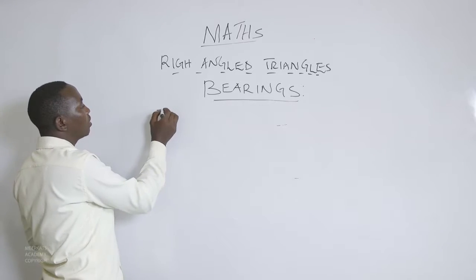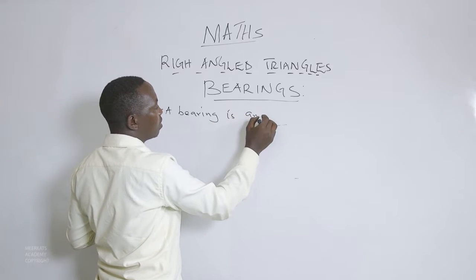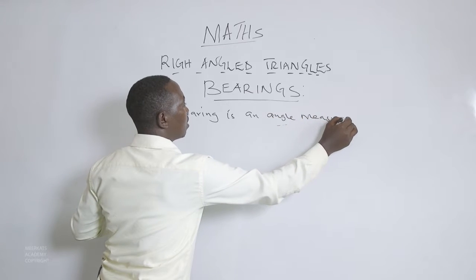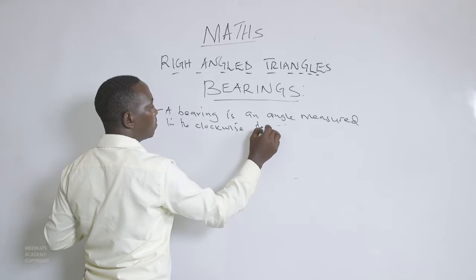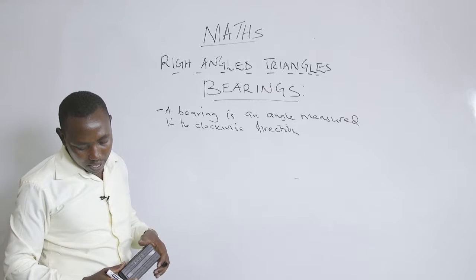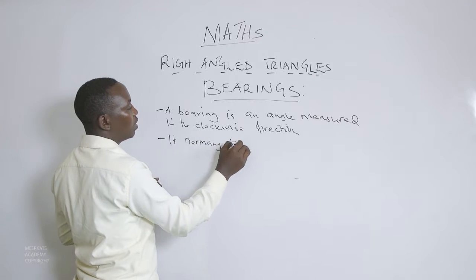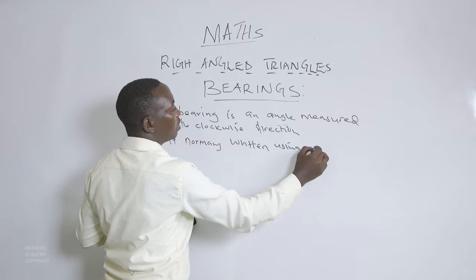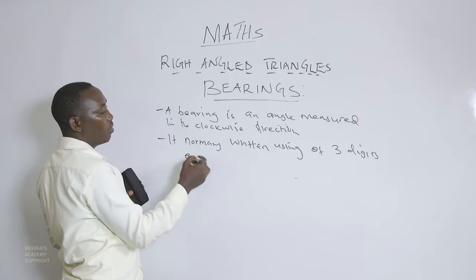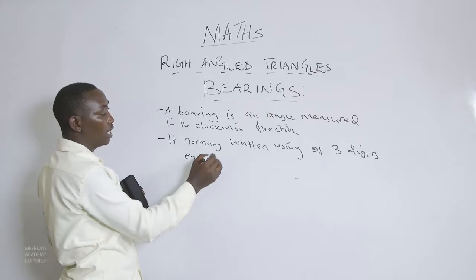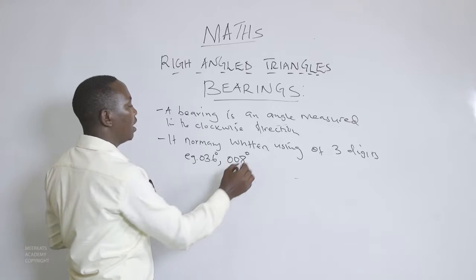So we are saying that a bearing is an angle that is measured in the clockwise direction. We measure angles in the clockwise direction from the North Pole, and it is normally written making use of three digits. For example, I had given you an example of 36 degrees. You cannot just write 36 degrees. You must write 036. If it is 8 degrees, it's not just 8, it is 008 degrees, etc.